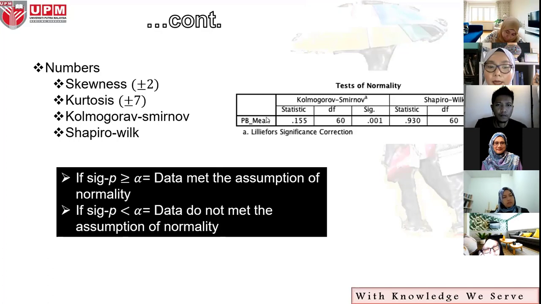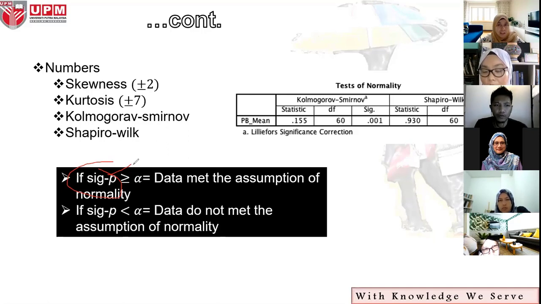Is there anybody who is still confused between significant value, significant P, significant T, significant F? Is there anybody who is still confused between all these terms? Okay, no problem.